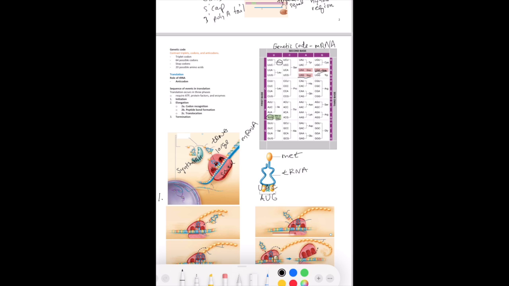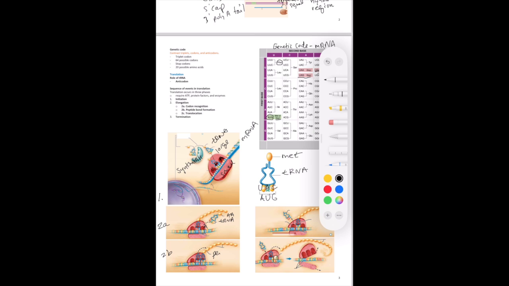Back to elongation. The first step is codon recognition, which is step 2A. We get the movement of our tRNA coding for a particular amino acid into the A site, so it accepts at the A site. Then we move on to step 2B, where we get the formation of our peptide bond. Then that tRNA has to exit through the E site.